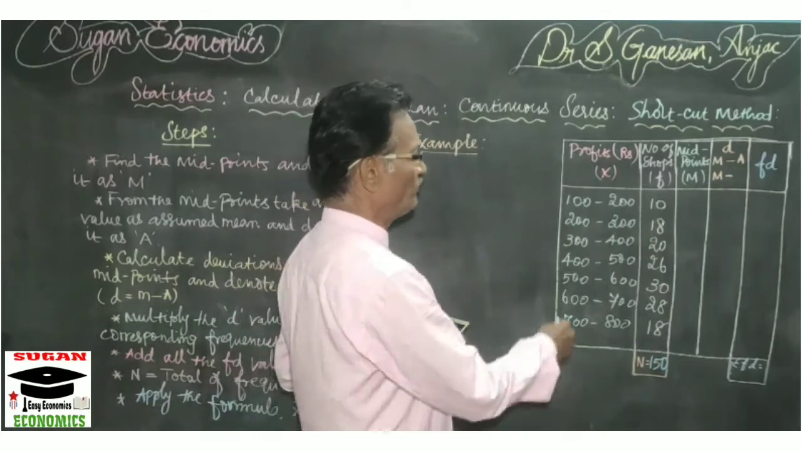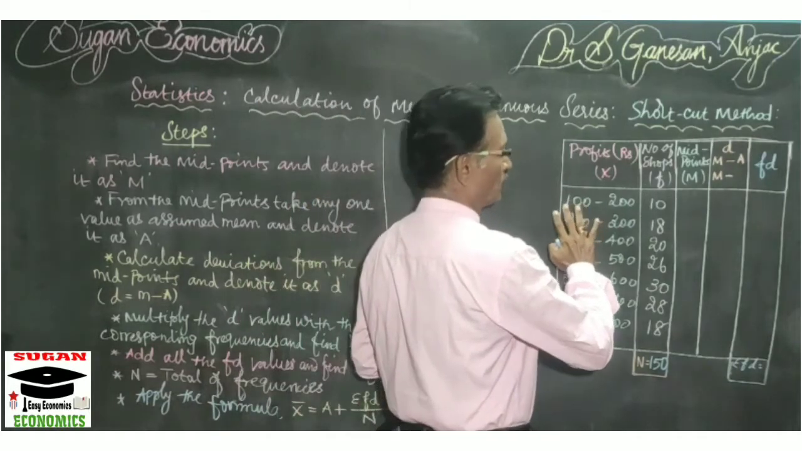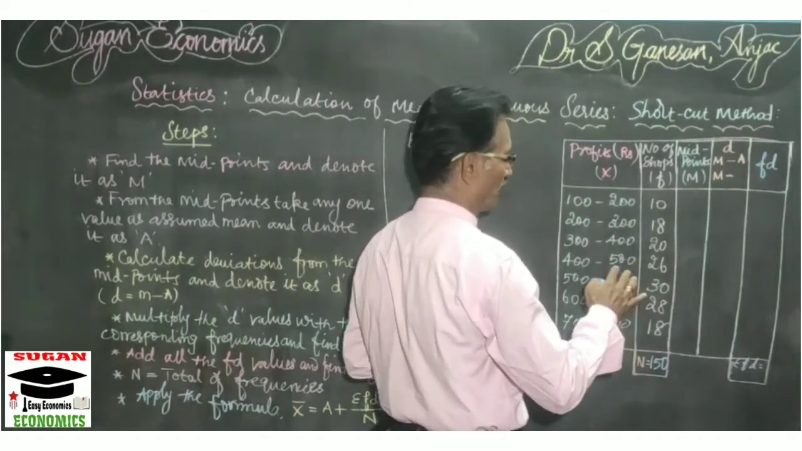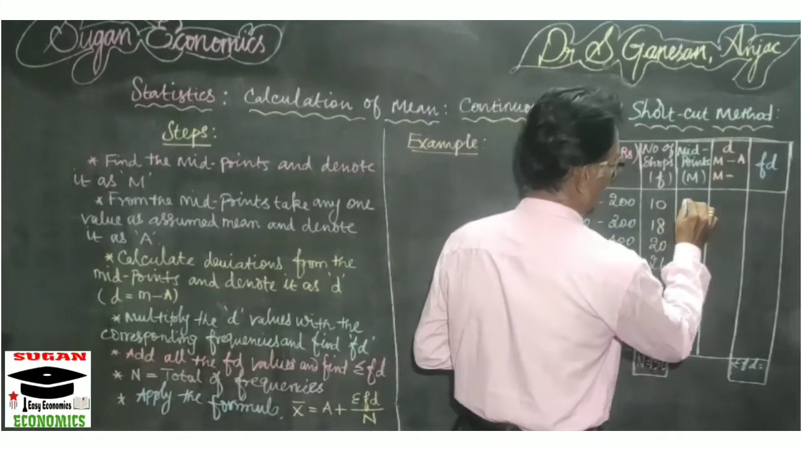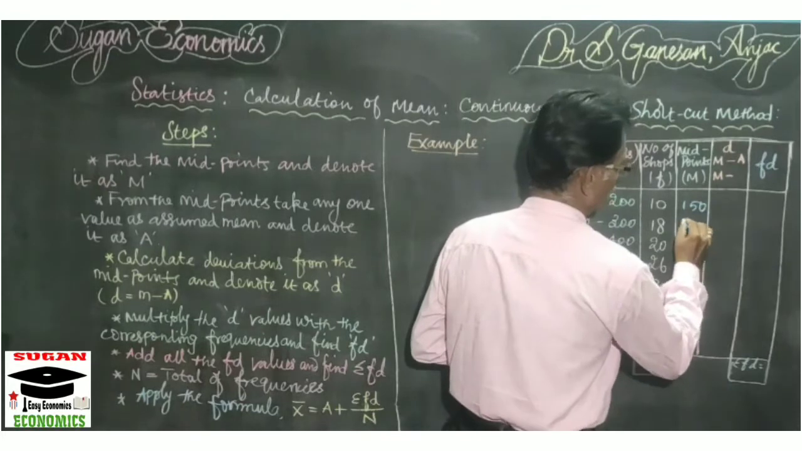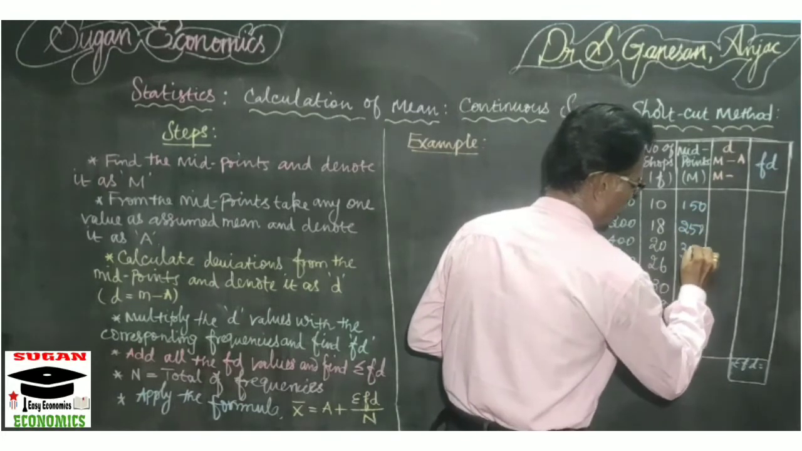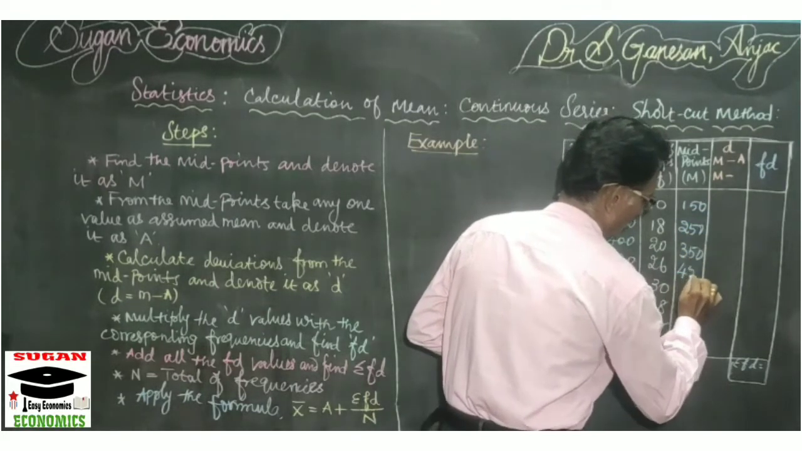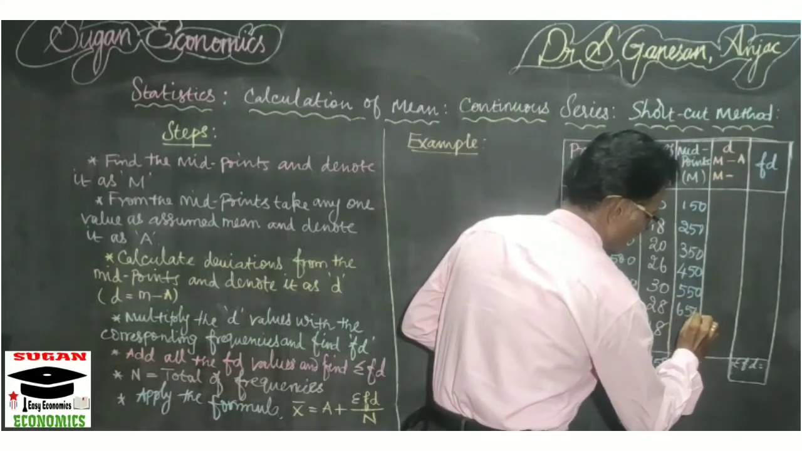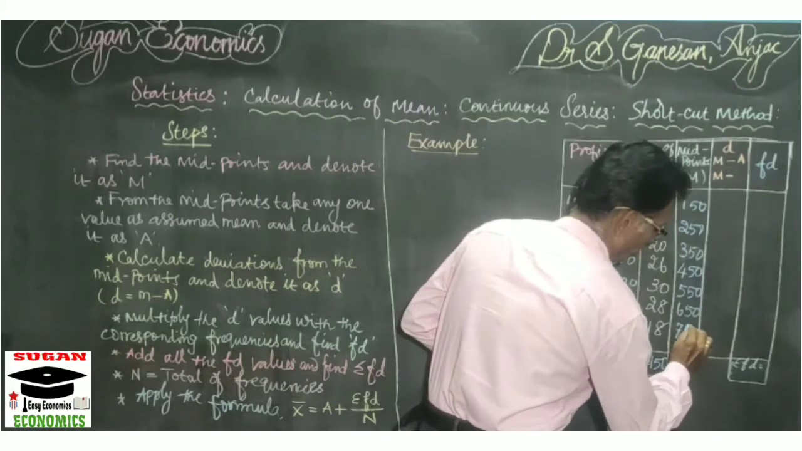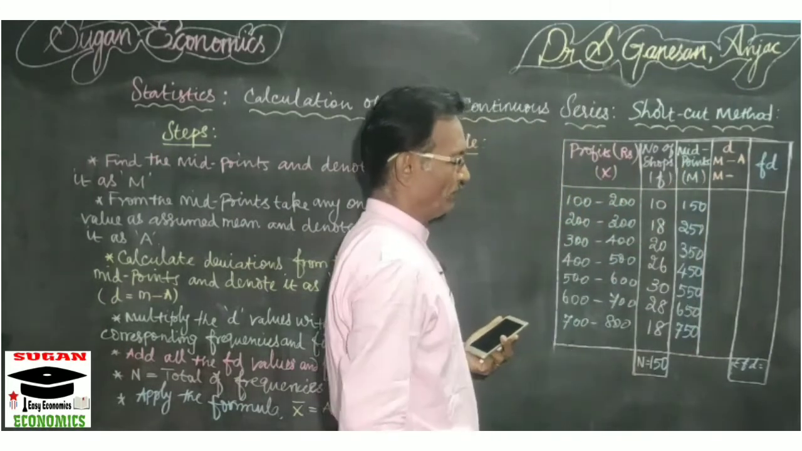Now we have to find the midpoints. I have already explained the midpoints. 100 plus 200 divided by 2 is equal to 150. So here 150, 250, 350, 450, 550, 650 and 750. So we have calculated all the midpoints.